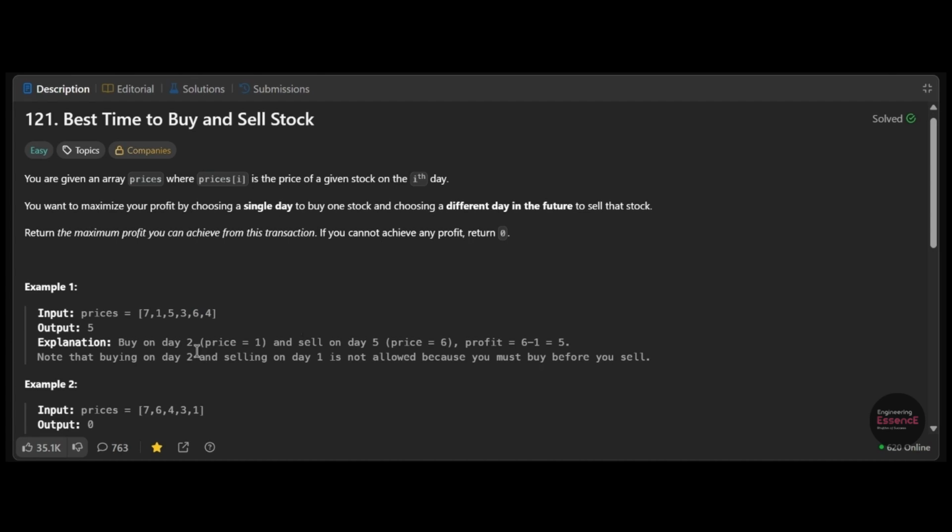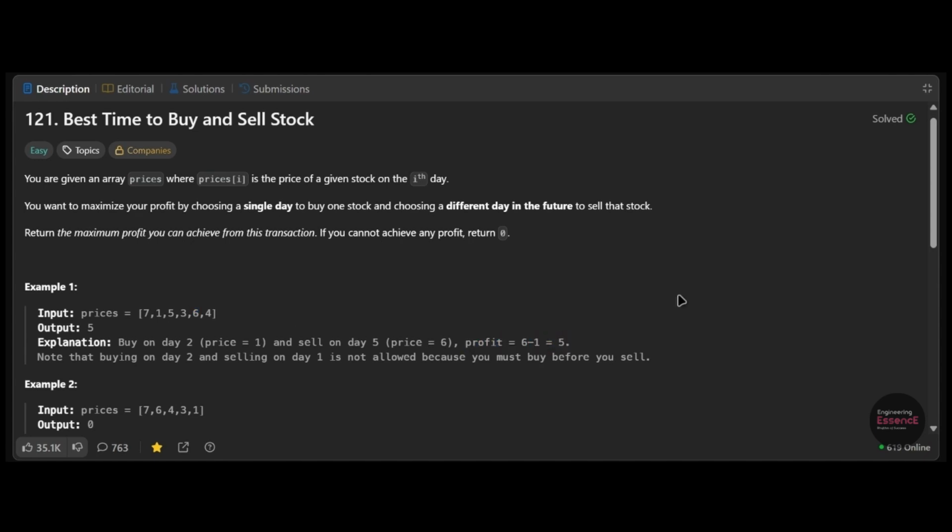So that's what we have: we buy on day 2, where the price is 1, and we sell the stock on day 5, at this price, and then we get a profit of 5.